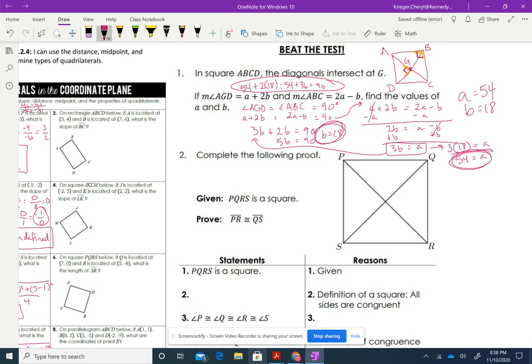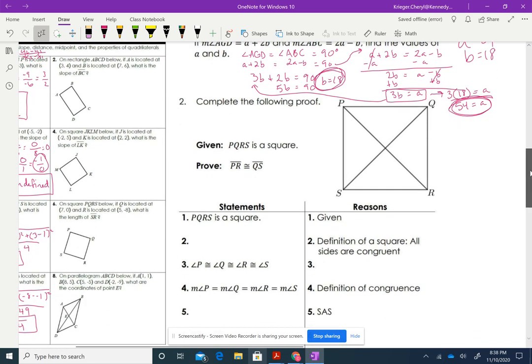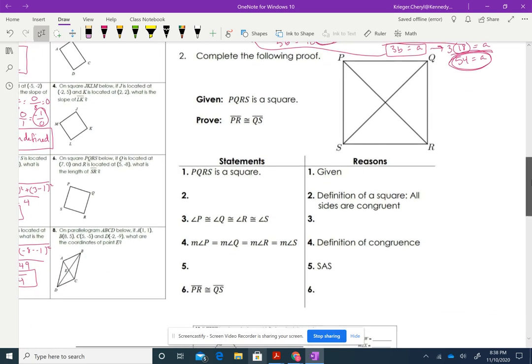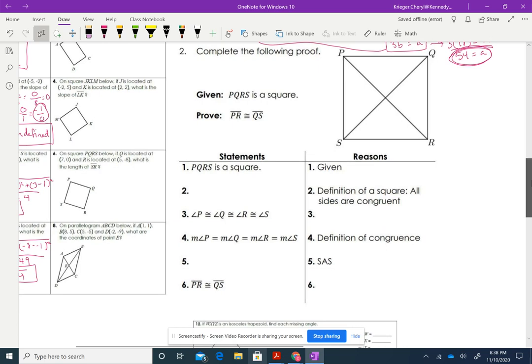All right, bringing you way back. Let's do number 2. Complete the proof. Given PQRS is a square. All right, so let's try to follow through the reasons in the statements to figure out these missing blanks.